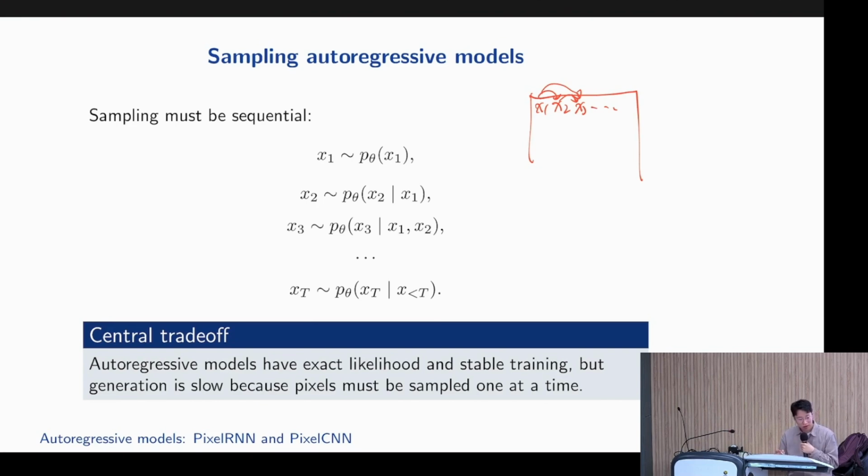So the trade-off is autoregressive models have exact likelihood, which is good, and stable training. It's just supervised learning. But the generation is so slow because we have to generate one pixel at a time, and it's impossible to parallelize this. Right? No parallelization among pixels.